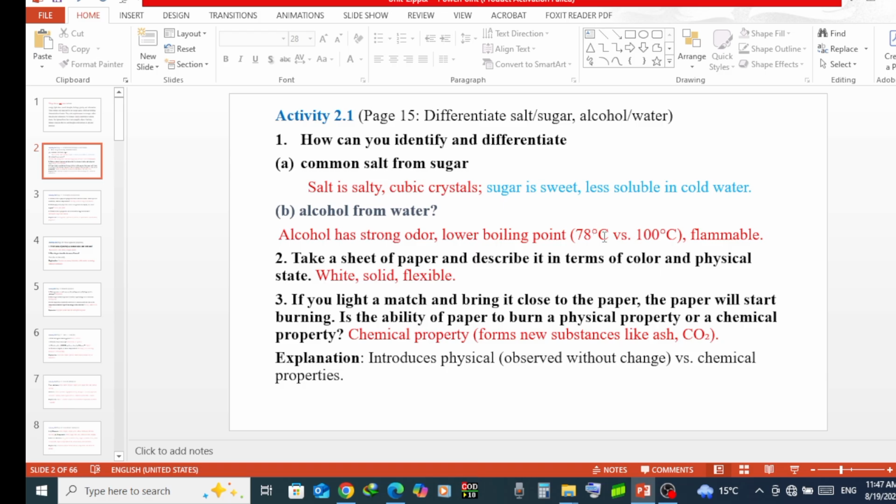So flammability is the property of alcohol.